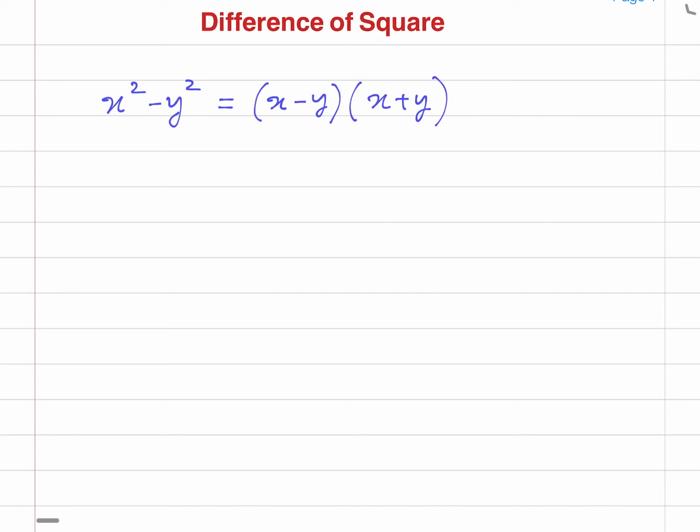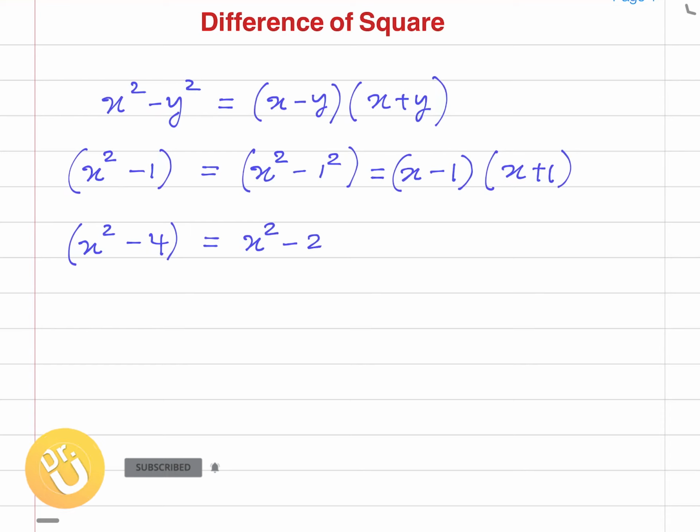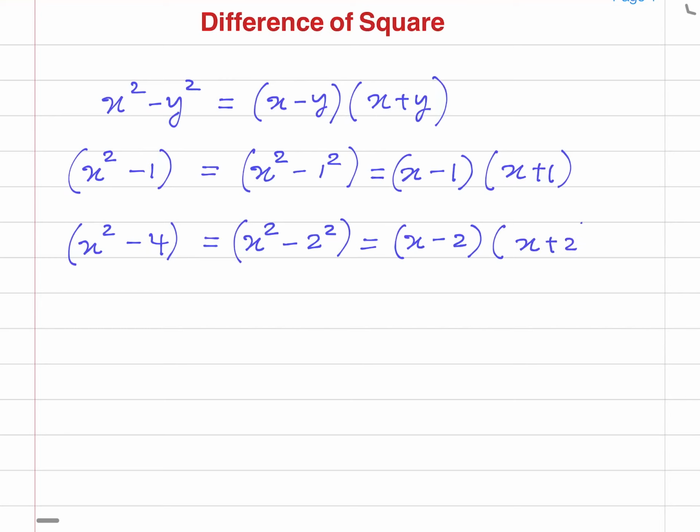So typically we have questions like this: x squared minus 1. We should be able to write this as x squared minus 1 squared, and that would be (x minus 1) and (x plus 1). Again, if you have x squared minus 4, then what we have to do is write it as x squared minus 2 to the power 2. So this can be written as (x minus 2)(x plus 2).